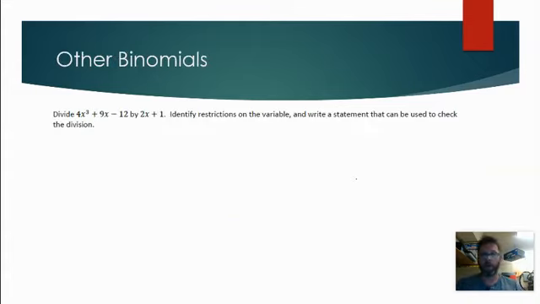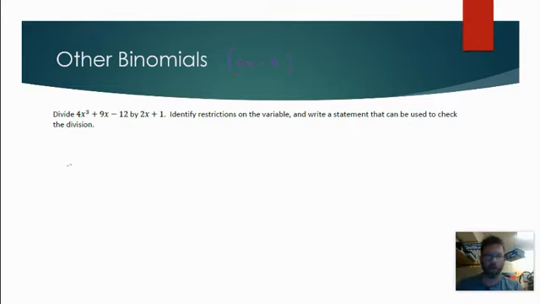Here's another example. In the previous few, our binomial had a leading coefficient of 1. What happens if it's a binomial of the form ax minus b, something like that, where a doesn't equal 1? Well, let's have a look.